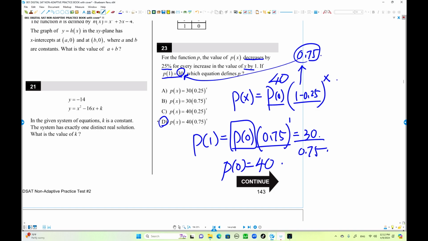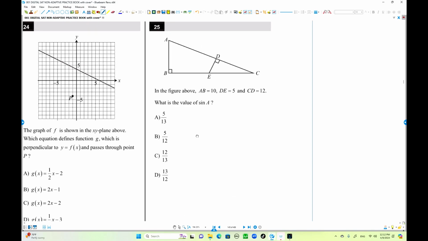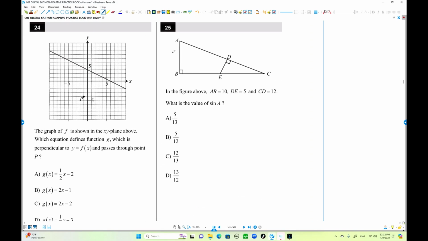Okay, now move on. Number 25. Okay, we try number 25 over here. AB is 10. DE is 5. And CD is 12.